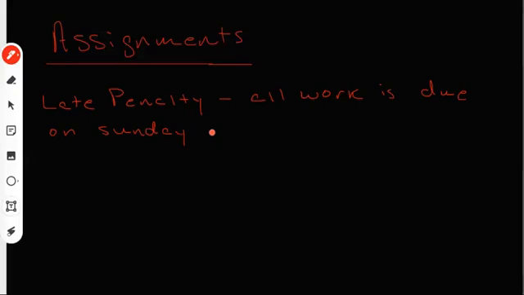If I'm not able to read your writing, or if you're taking the picture from too far away and I can't see it, I'll go ahead and grade it as a 0, and I'll tell you to resubmit so I can get a better picture of what you're doing. But the late penalty is all work is going to be due on Sunday. And I'll be taking off 5 points per day. So that's the late penalty.